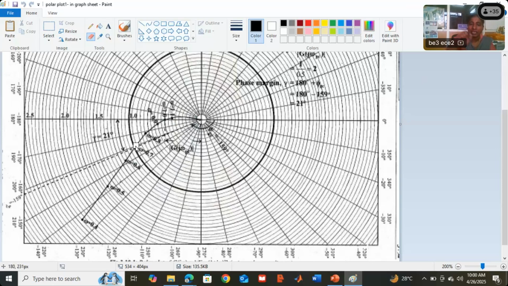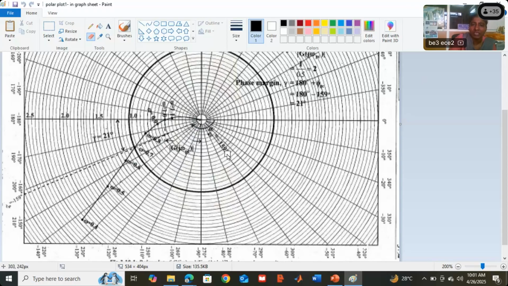Now, at gain crossover, we will calculate the phase margin. So you join this dot where the polar plot is cutting the unity circle, join this dot with the origin. See the dotted line here. You are joining with the origin. The clockwise angle you measure is called phi gc, clockwise measurement. And that value came as minus 159.